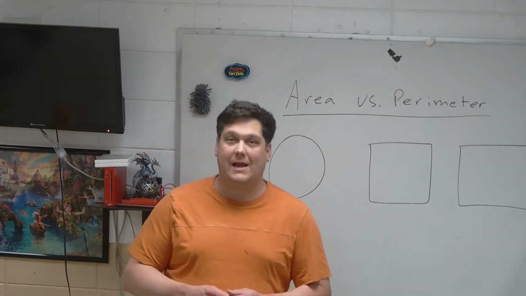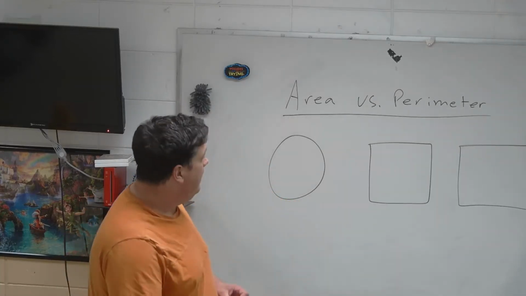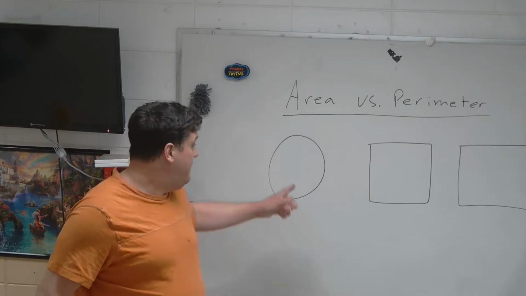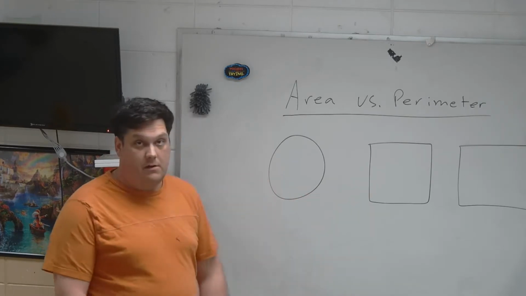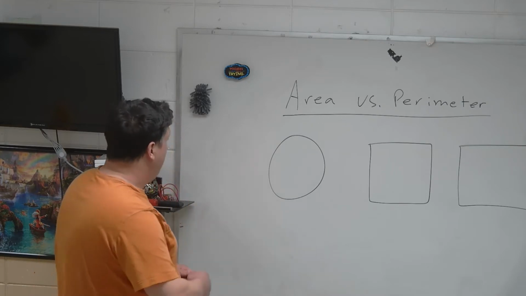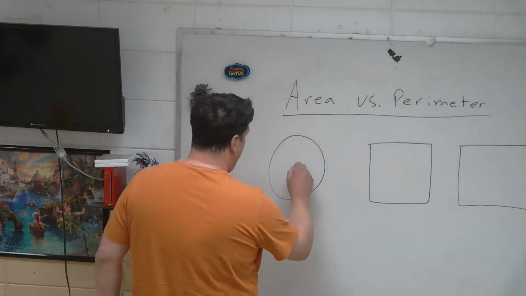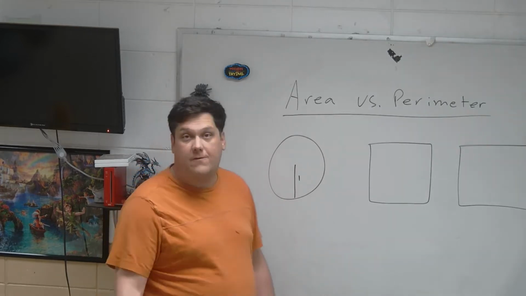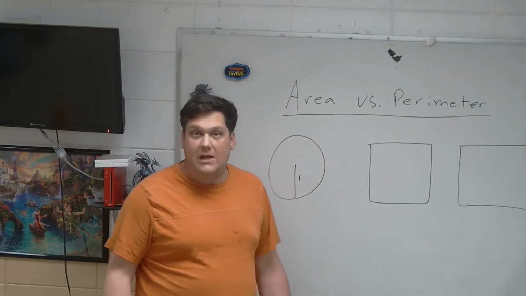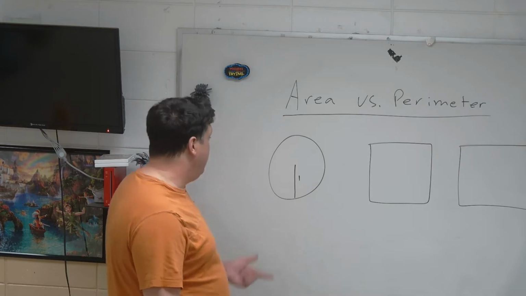All right, today I want to talk about area versus perimeter, and I want you to pretend that that's a circle, because I drew it pretty badly, but it's the best I can do. We're going to assume that this circle has a radius of 1. It could be 1 foot or 1 inch or 1 meter, any unit, it doesn't matter.